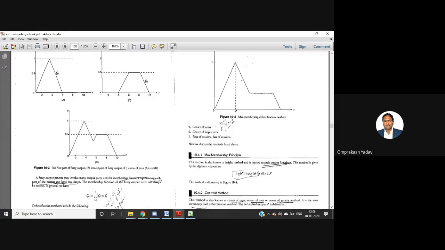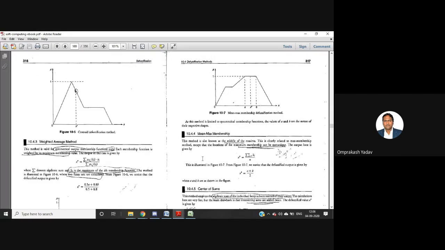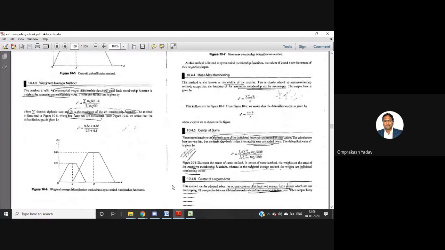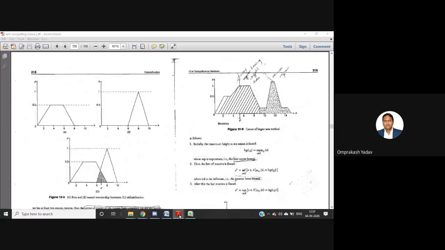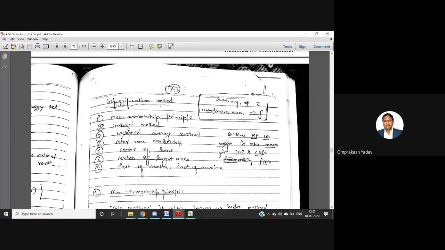Only in one method did we take the parallelogram. So the first method was the max membership principle. Here we see which is the max peak, and that particular point will be your x star. X star is nothing but your defuzzified value. Here there is a unique peak, so we select that particular peak.